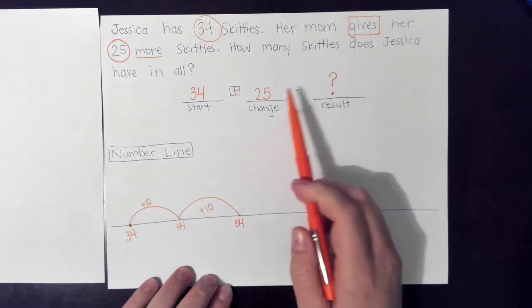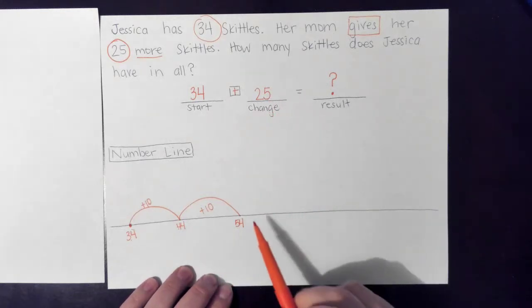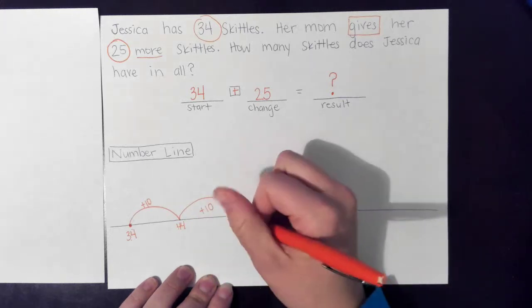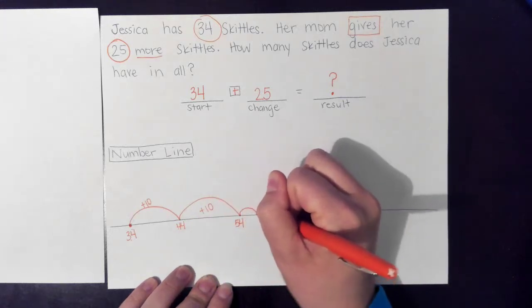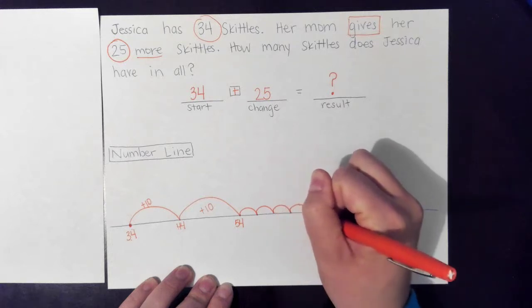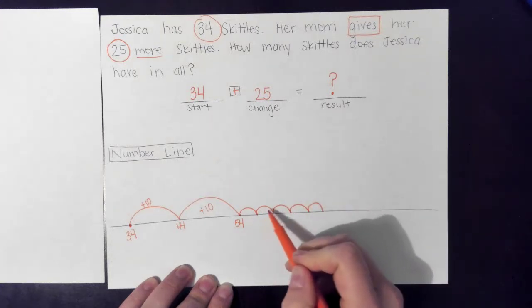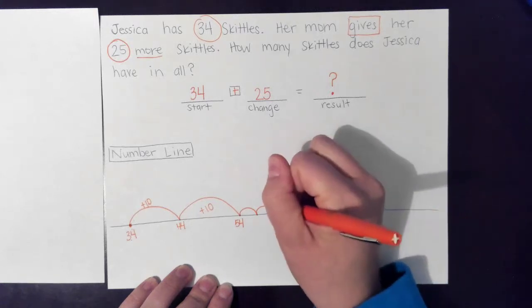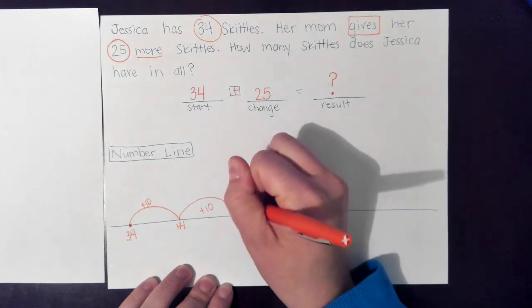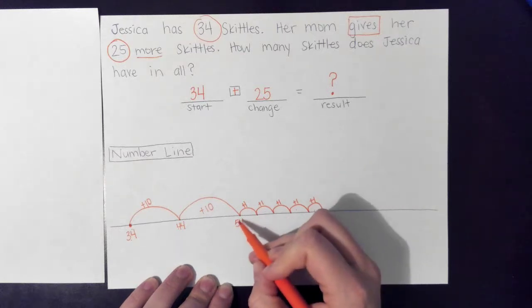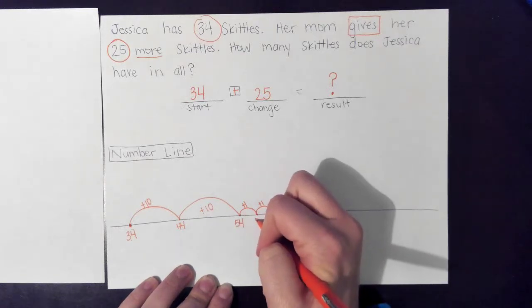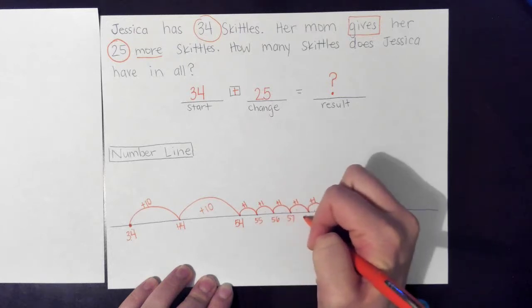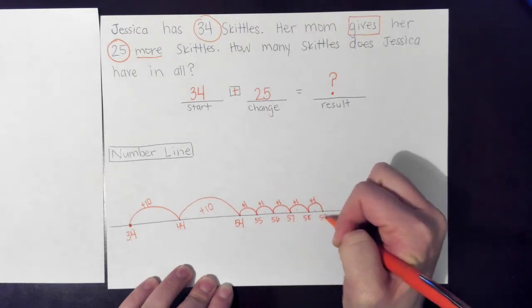Well, now I still have to add my 5 ones, and I know that my 1s jumps aren't going to be as big as my 10 jumps, so I'm going to make them a little bit smaller, and I'm going to jump 5. So I went 1, 2, 3, 4, 5, and they are all worth 1. That's what one jump is. So if I know 54 plus 1 is 55, 56, 57, 58, 59.